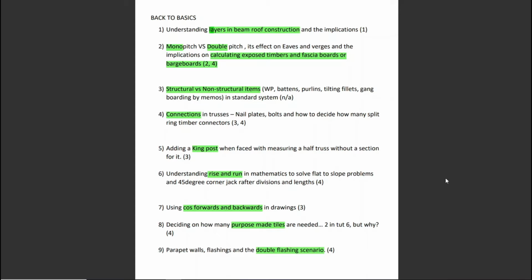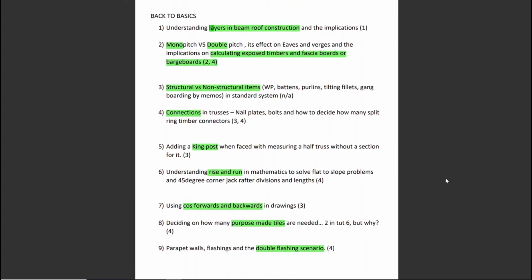Structural versus non-structural items, point 3. I wouldn't say that's too interesting, but I threw it in there because sometimes you may wonder, well, I'm doing gang boarding. How come I don't put greater than 2.4 meters but not exceeding 3.9? And the reason is that it's not in the standard system. Anyway, we will get to that.